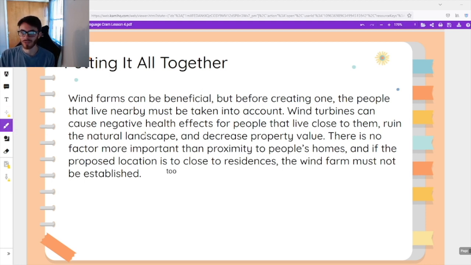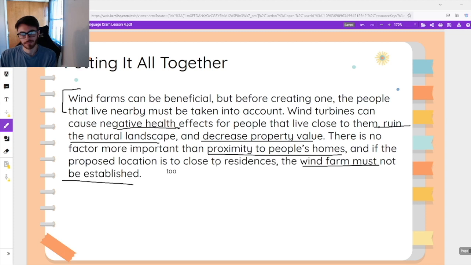But yeah, I have all of my claims: negative health effects, ruin the natural landscape, decrease property value. Those are my claims. I only wrote body paragraphs for one of them, but let's just say those are my 3 claims that I wrote body paragraphs about. I link it back to the thesis, and I explain why all of it is related to the thesis and why it's so important. And yeah, I start with the topic as well. Pretty simple. Your conclusion should be simple. If your conclusion is too complicated, you're wasting time. That's about all I got.